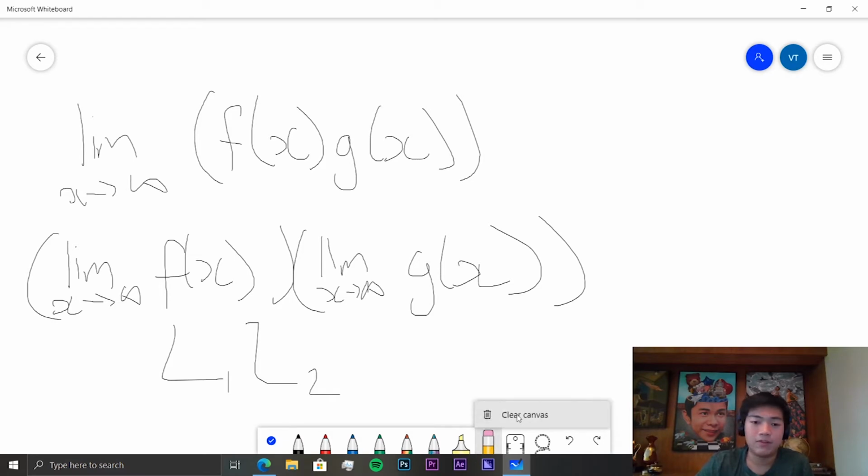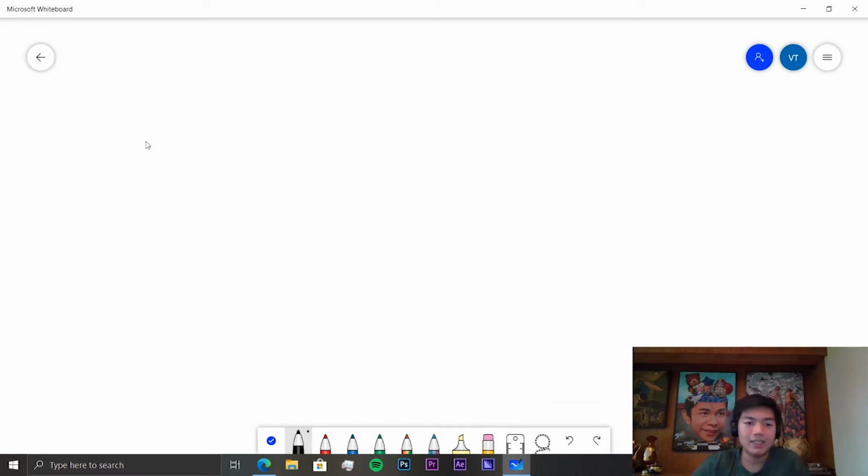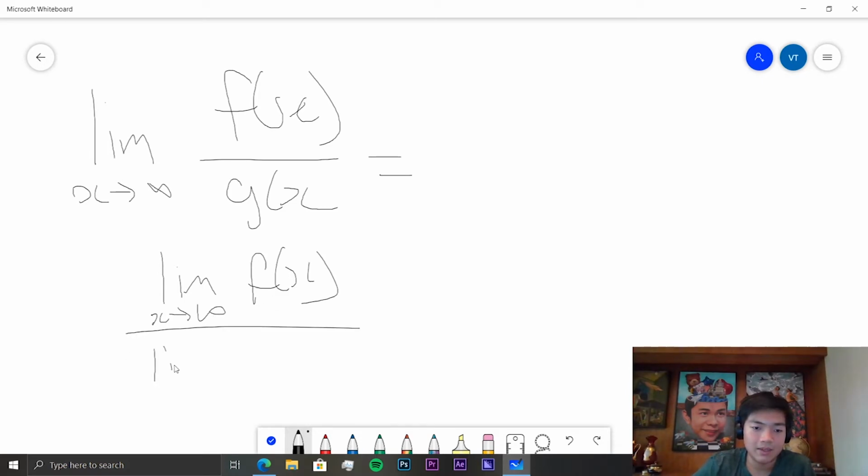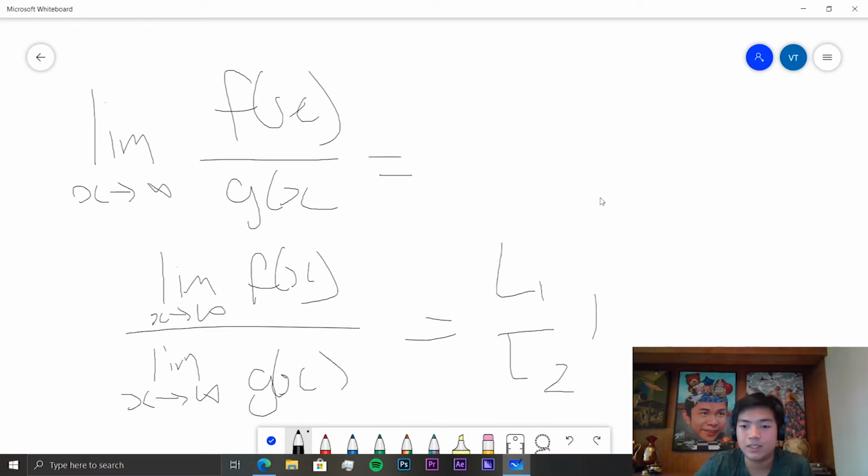It's the same for dividing the functions, as long as g of x is not equal to 0. The limit as x approaches infinity of f of x over g of x is equal to the separate two limits: the limit as x approaches infinity of f of x divided by the limit as x approaches infinity of g of x. And so this is equal to L1 over L2, provided, of course, L2 is not equal to 0.